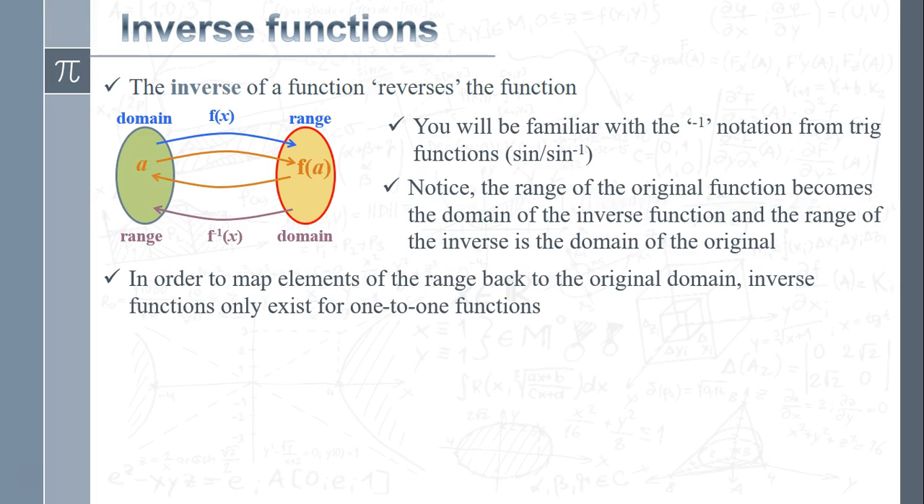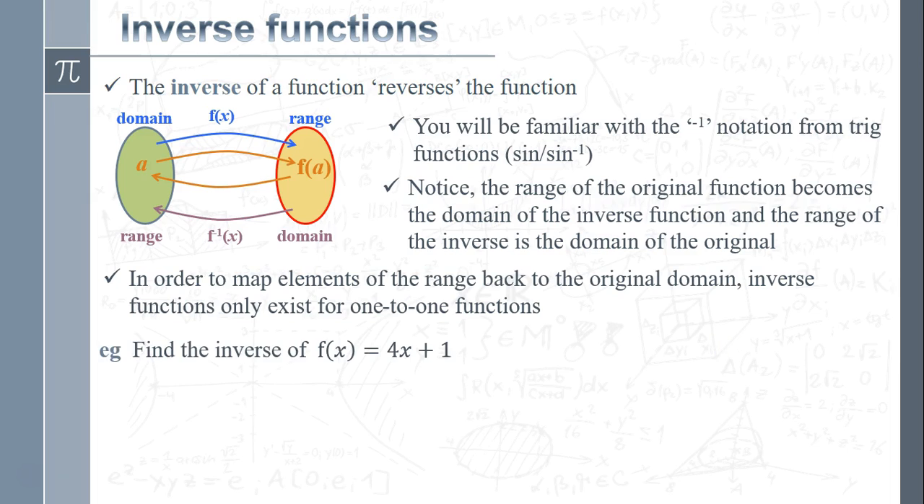Now, the other thing to notice is that if a function is going to have an inverse, then it's got to be one-to-one. Because what we've got to be able to do is take a unique value in the domain and map it to a unique value in the range, and then also go back the other way. So take our unique value from our range, that's now the domain of our inverse function, and essentially get back to where we started. So it's only one-to-one functions that actually have an inverse, not many-to-one functions.